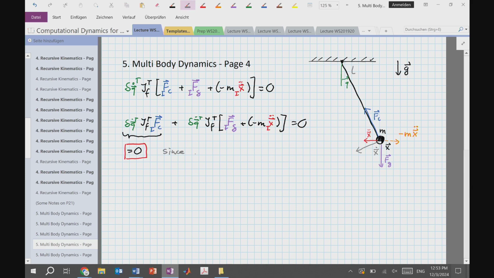So what we see here is that this will be 0 since the virtual power, and this is important. An actual joint may have a rheonomic component, but here we're talking about the virtual constraint, creating this virtual velocity. Since that is passive, it creates no power.